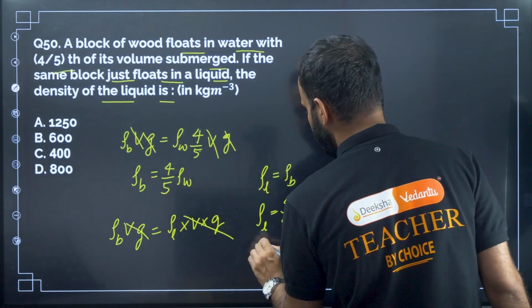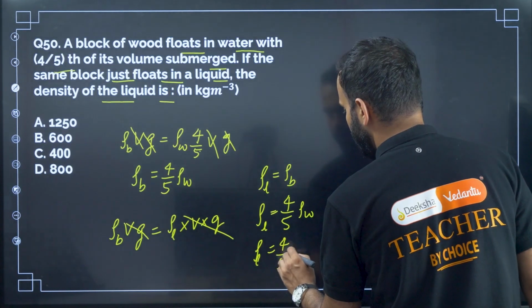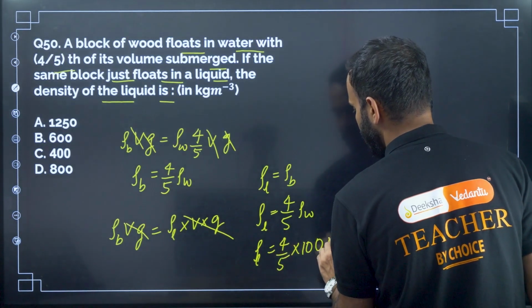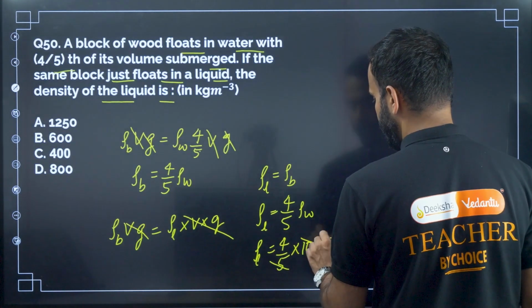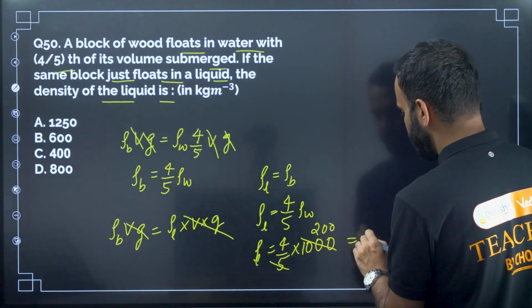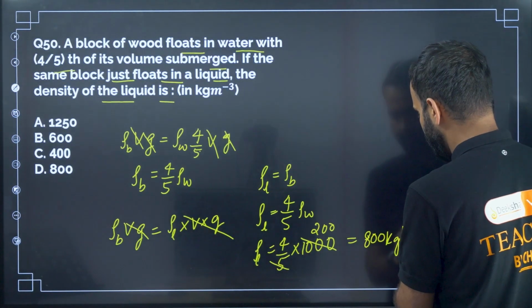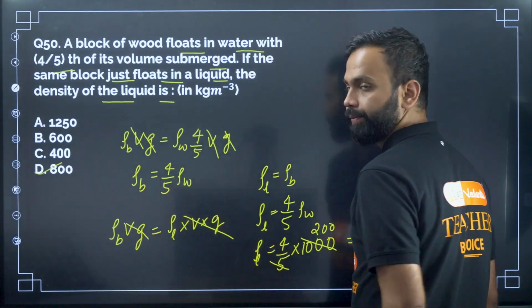Rho W is 1000 kg per meter cube, density of the water. So 4/5 into 1000, this will be 200, 200 into 4 is 800. So 800 kg per meter cube. Correct option is D.